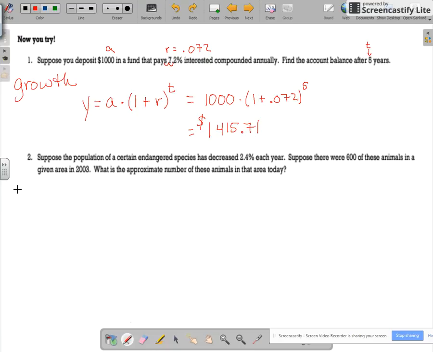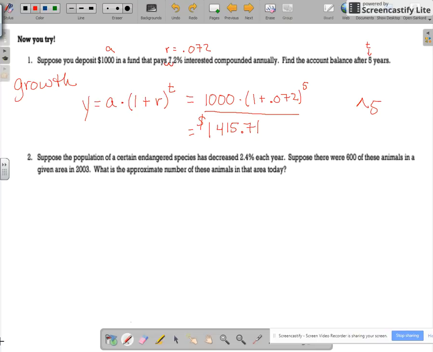Okay, make sure that you're typing in exactly as it's written. And the way that you get the exponent is caret 5, or caret whatever your number is. So at this point, you can pause and try the second one on your own, or continue watching as we go through number 2. So suppose the population of a certain endangered species has decreased 2.4% each year.